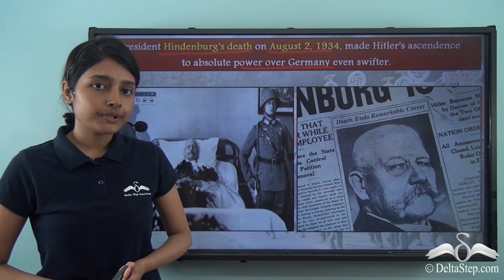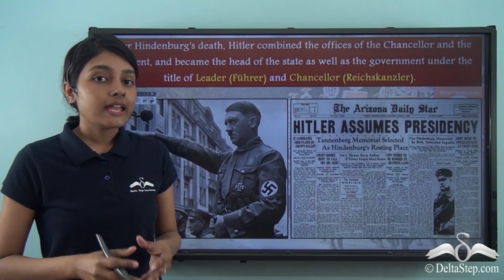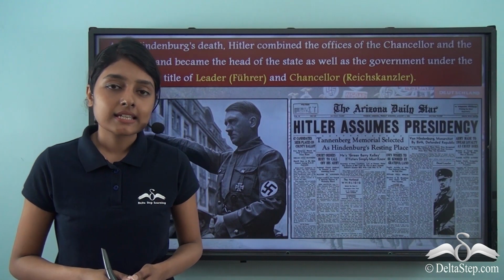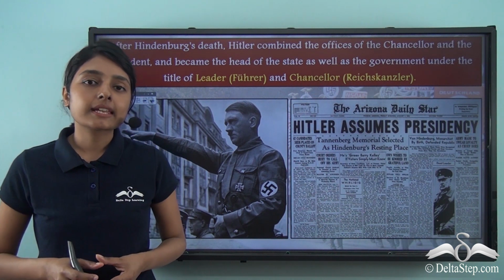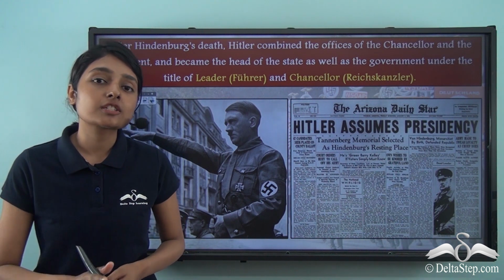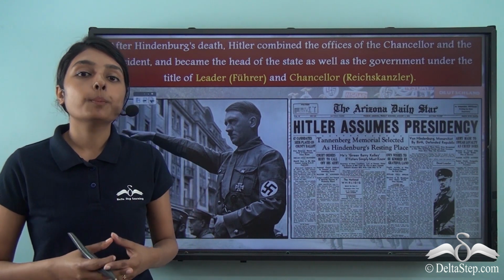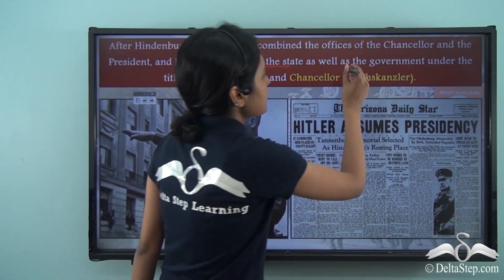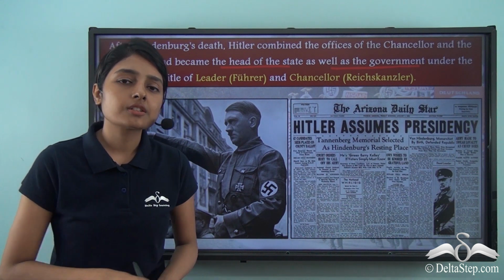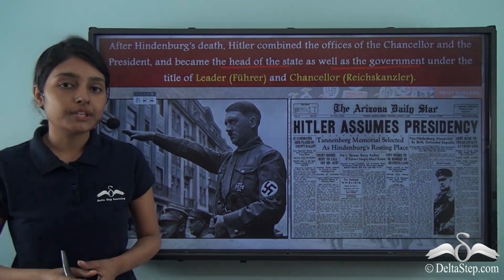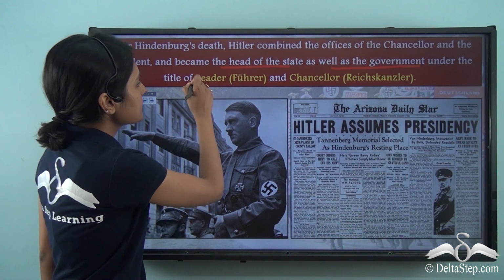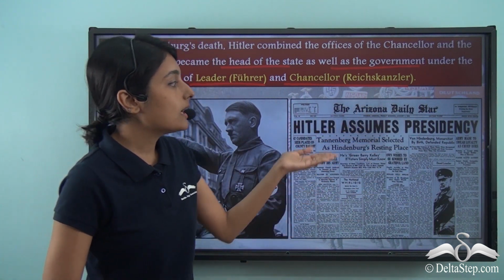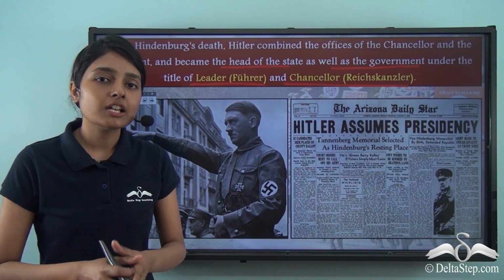But how do you think did this happen? This happened because Hitler was very sure of the imminent death of President Hindenburg. And so, a day before the death of the president, that is on August 1, 1934, he made the cabinet pass the law concerning the highest office of the state of the Reich. And by the passing of this law, he now became the leader and absolute leader of Germany. And so, he became the head of the state as well as the government. He now got absolute control over the military, over the political affairs, over the administration of Germany. And so Hitler now assumed power as the leader or the Führer and the Chancellor or the Reichskanzler. And this newspaper cutting here shows you how Hitler assumes presidency. Hitler now became the final power in Germany.